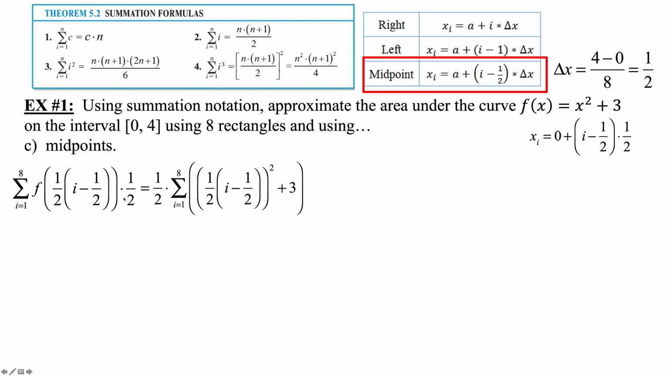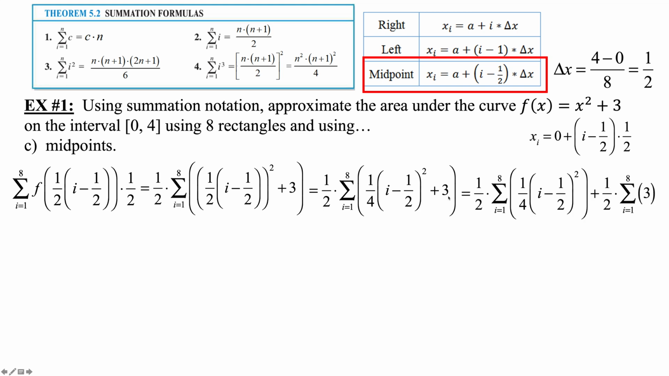So again, factoring this 1/2 out to the front. Again, we're going to have to clean this up. So we're going to square the 1/2 like we did before to make it 1/4. Then (I minus 1/2) squared. Here we're going to now break this into two summations like we did earlier. So 1/2 times the summation of this term, 1/4 times the binomial being squared, plus 1/2 times the summation of just the constant.